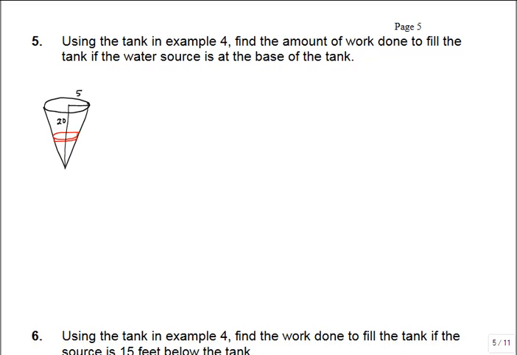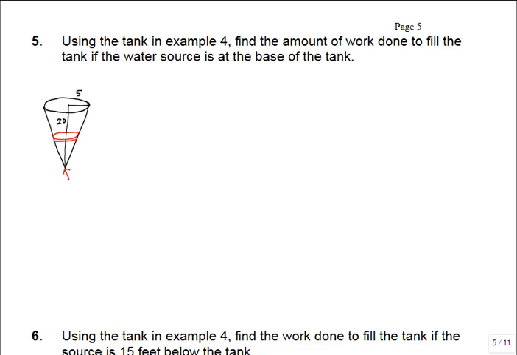Okay, next example. Using the same tank from the last example, find the amount of work done to fill the tank if the water source is at the base of the tank. So this time the water is being filled in from the bottom down here and slowly is going to rise up and fill up this tank.